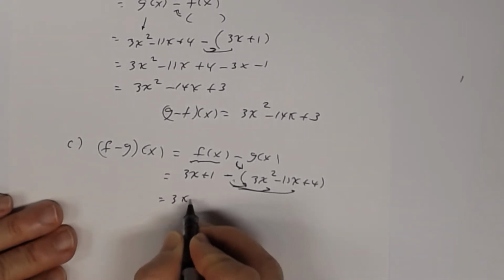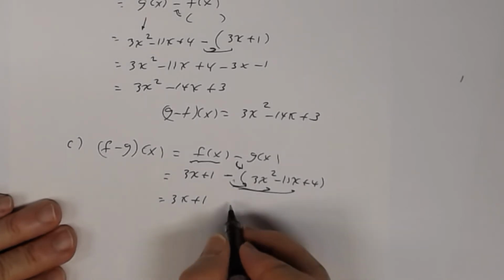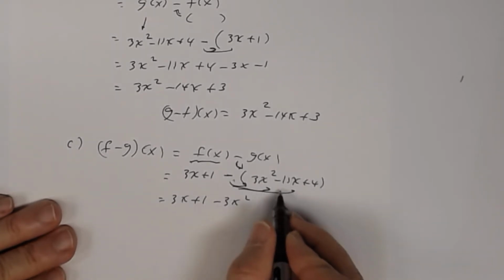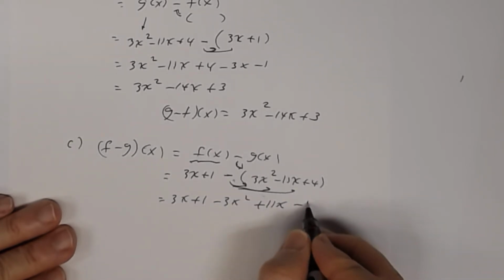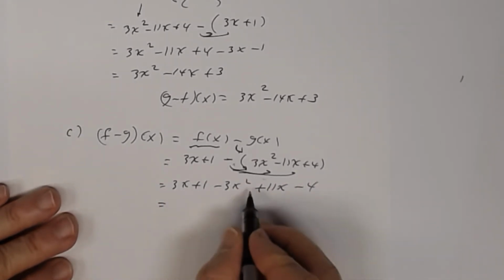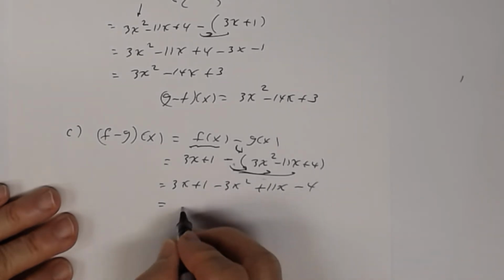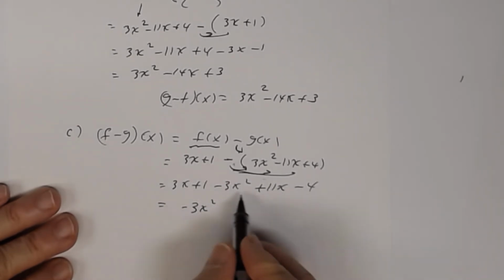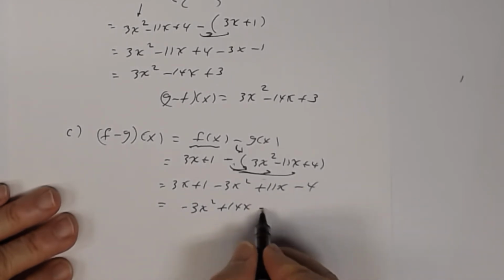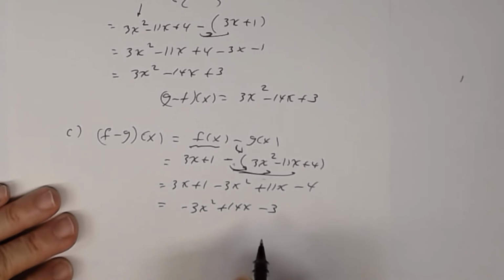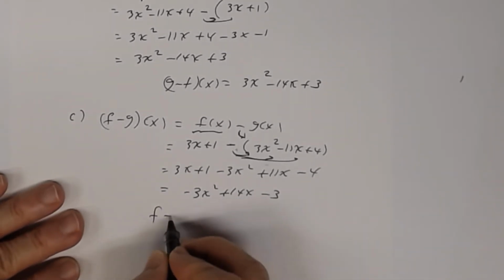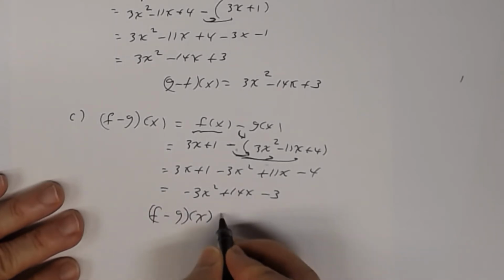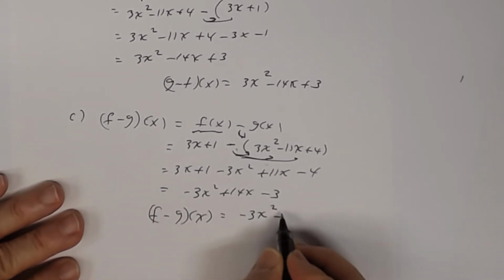I get 3x plus 1. The opposite of 3x squared is a negative 3x squared. The opposite of a negative 11x is a positive 11x. And the opposite of a positive 4 is a negative 4. Combining like terms, and let's put in descending order, I get negative 3x squared, 3x and 11x is 14x, 1 and a negative 4 is a negative 3. So you get negative 3x squared plus 14x minus 3. So that is f minus g at x. So that's your new function.